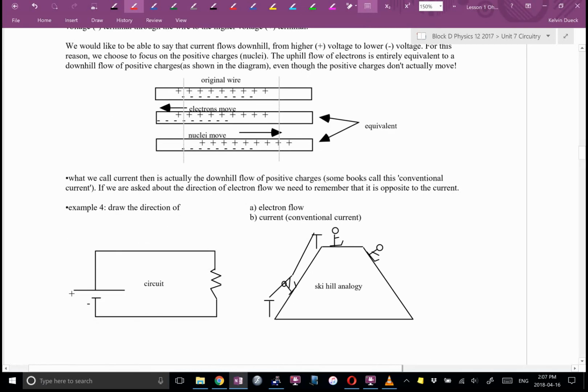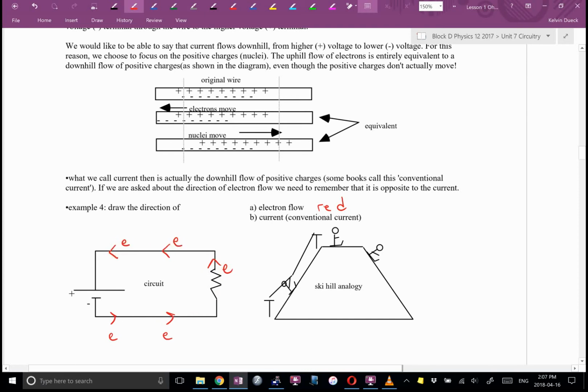So what we call current then is actually the downhill flow of positive charges. Some books call this conventional current. We're just going to call it current. The key is it's in the opposite direction of electron flow. So if I draw the direction of electron flow, I'm going to do electrons in red. Electrons flow from negative to positive.